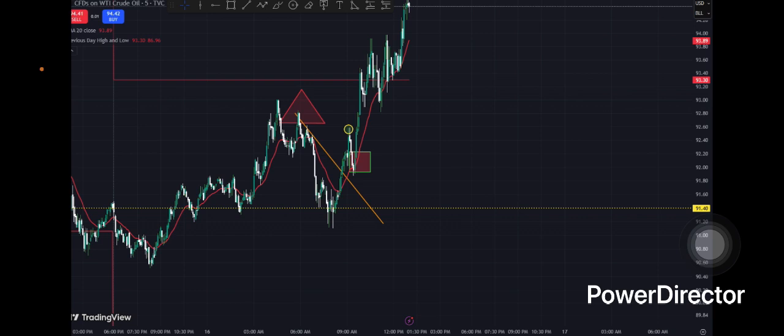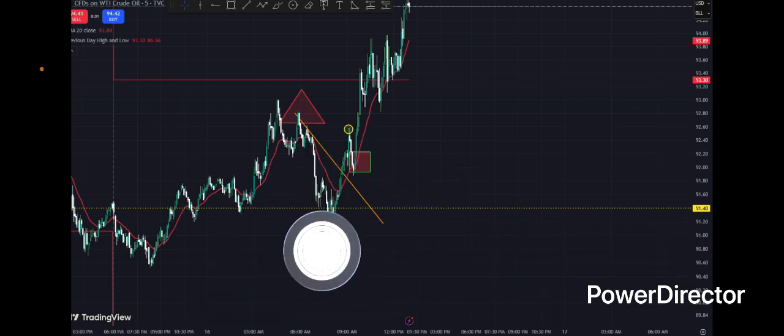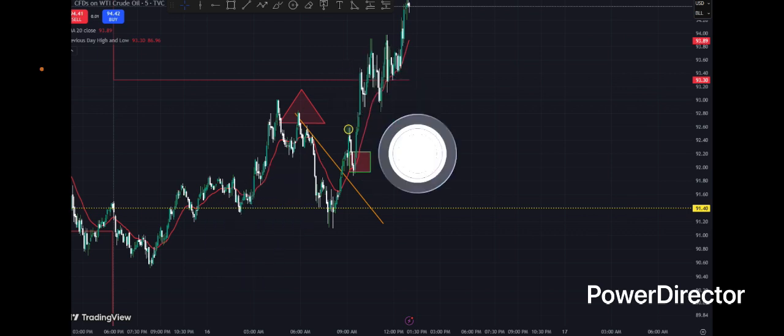Here we're looking at the oil chart, okay? This was also a very nice trade, all right? But it's a little bit different. This is sort of a continuation trade instead of a reversal.